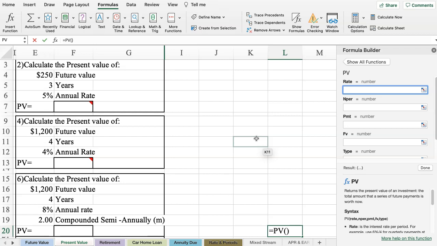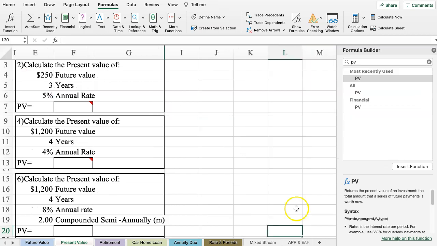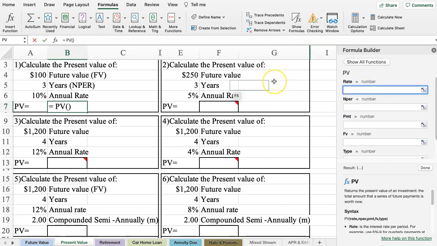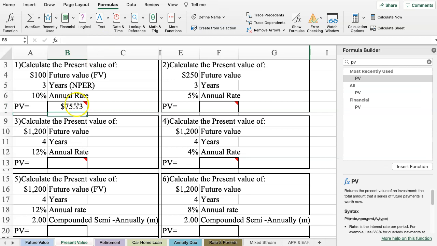Here we're going to select our rate, our N per, and future value. Make sure you're in the cell where you want to calculate. Present value: rate, N per, and then future value. Done. Excel always expresses it as negative, but we really want to show it as a positive, so multiply it by -1.